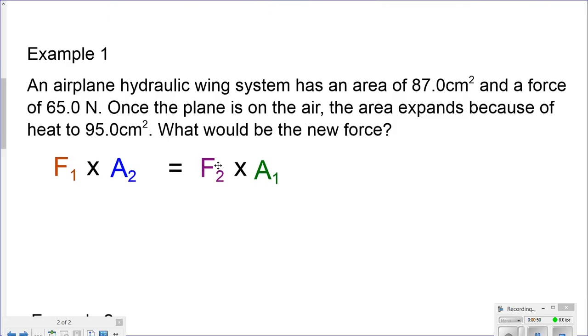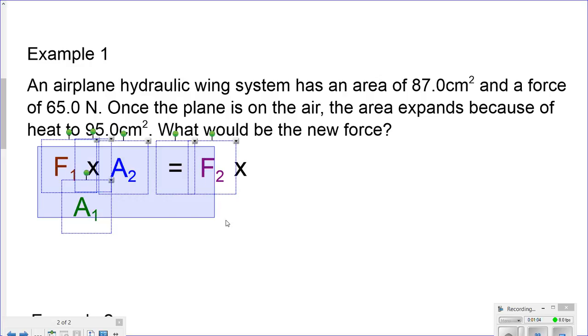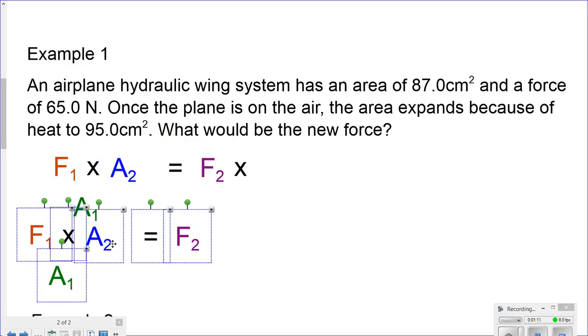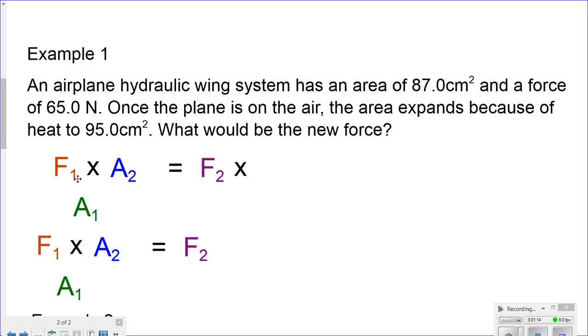If I need to find the new force, I need this alone, so I would bring this down. Now I have force 1 times area 2 divided by area 1. Let me do a small copy and paste of this so I can just plug in some values. Force 1 is this one, 65 newtons. Area 2: the area expands to 95, so 95 is my area 2. Divided by area 1, the one at the beginning, 87.